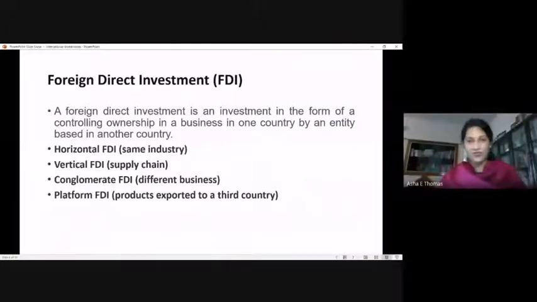If your major market share is in the UK, your parent nation is the US, and your production is happening in Brazil or let's say Australia or any other country, depending upon the availability of raw material, but most of your market share is in a different country, in our example the UK, this is an example of platform FDI. Okay, so foreign direct investment involves direct participation in the ownership and control of a business in one country by an entity from a foreign country.